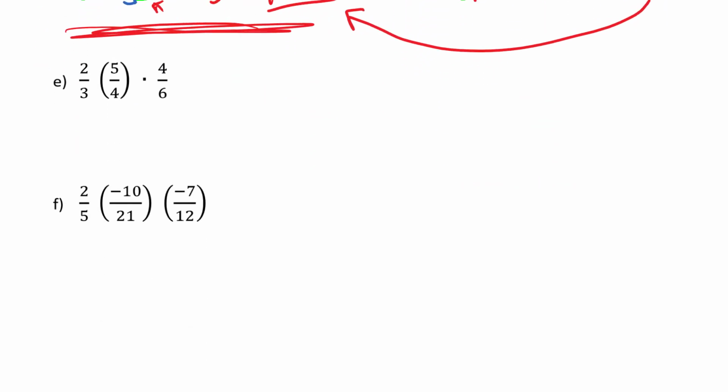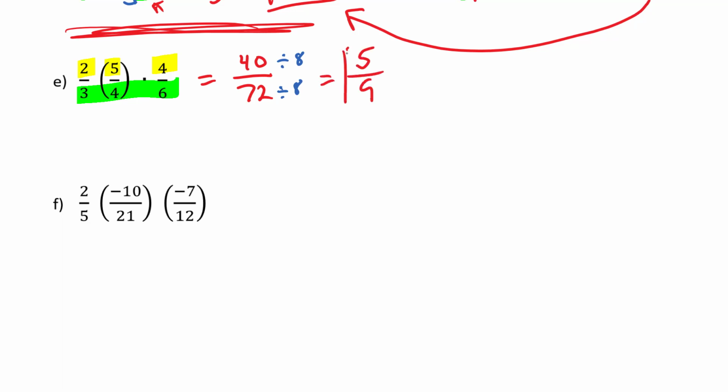Let's try E together now. Not too hard. Multiply the tops, multiply the bottoms. 2 times 5 is 10, times 4 is 40, 3 times 4 is 12, times 6 is 72. Common factor from 40 and 72. Let's take out 8. We can take out an 8, I think. Here we get 40 divided by 8 is 5, 72 divided by 8 is 9. Answer is 5 over 9.